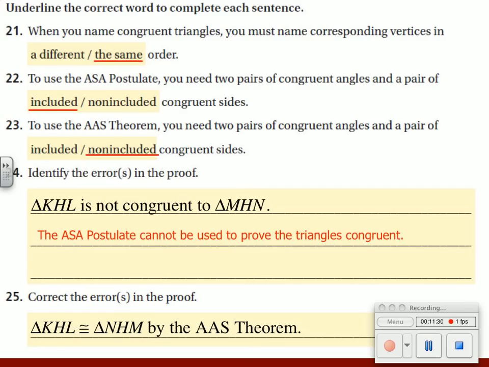So that's our lesson. The main thing to remember from this lesson is corresponding parts of congruent triangles are congruent.